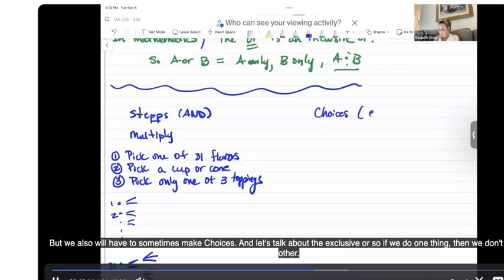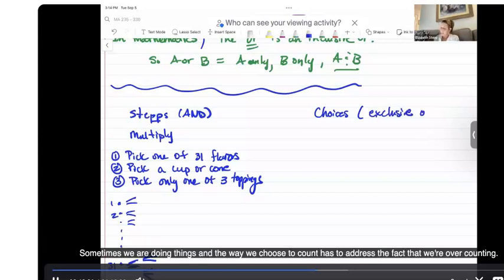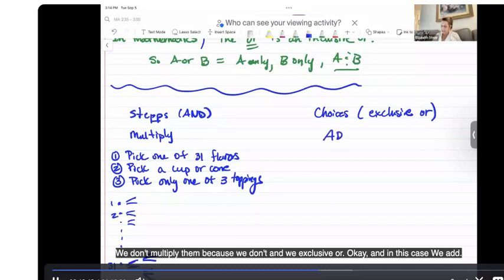And let's talk about the exclusive or. So if we do one thing, then we don't do the other. Sometimes we are doing things and the way we choose to count has to address the fact that we're overcounting. So we have to be careful. So if we're doing choices, it's like we're going to count all the ways if we do this, and then we got to count all the ways if we do that. Together is all the ways we do it. We would add them, right? We don't multiply them because we don't and, we exclusive or. Okay? And in this case, we add.